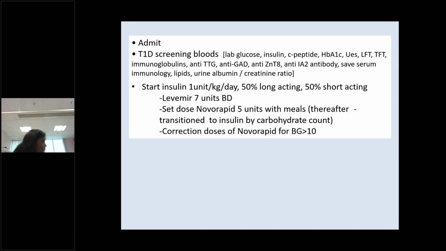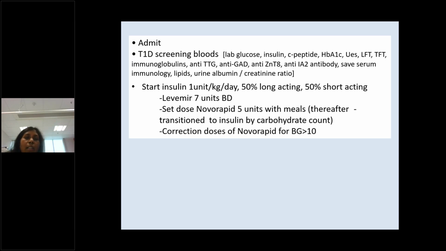So she's not in DKA, so we then start her on insulin, 1 unit per kilo per day. This is just to highlight how we manage a child presenting with type 1 diabetes but not in DKA. We all know that if anyone comes with DKA, we have the BSPED guidelines to refer to, and then it's very easy to follow the DKA guidelines. On the other hand, if they don't have DKA, how do we manage them?